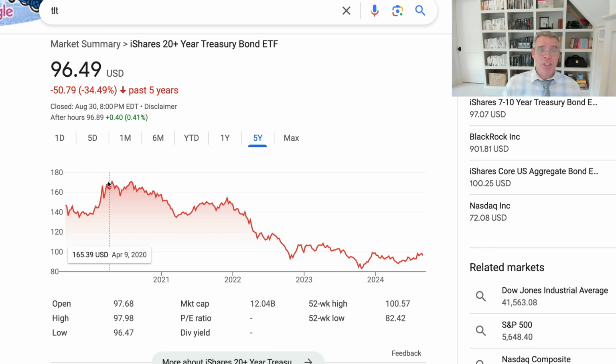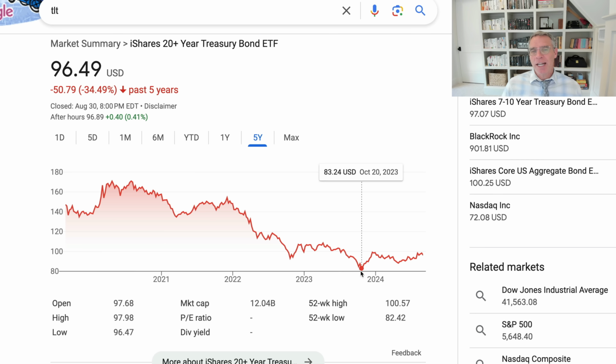Notice how much TLT was selling for back here in April of 2020, $165 per share. Then we'll see that the low came in right around October of last year at $83 per share. So if you had bought in October, you'd be up $13 per share right now. Now, the important point here is that this spike up from $83 up to right around $99 per share happened when people started getting very excited about the possibility of interest rate cuts in 2024, which have not actually happened yet, but are highly anticipated mid-September when the Fed next meets.